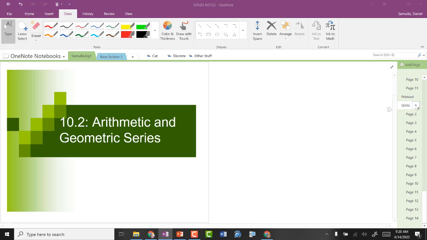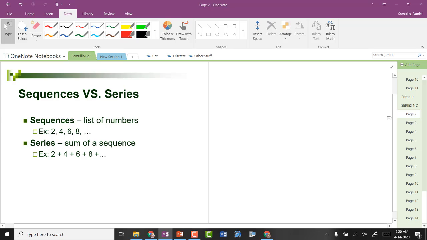So today's notes are on what are called arithmetic and geometric series. What's a series? Well, a sequence, first of all, is a list of numbers. So 2, 4, 6, 8, that's an arithmetic sequence, a list of numbers. If it's an arithmetic series, that is the sum of those numbers. So a series will be just a single number, whereas a sequence is a list of those numbers. That's the difference between a sequence and a series.